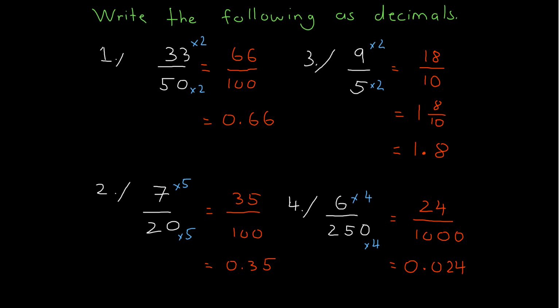Question 4. You had 250 in the bottom, and it's bigger than 100, so we had to go up to a higher number, so I times it by 4 to get to 1,000. So I've also got to times this 6 by 4, and I get 24 over 1,000 when I times the top and bottom by 4, and that's 0.024. Notice the 1, 2, 3 zeros on the denominator of the fraction, and the 1, 2, 3 digits after the decimal point. Okay, let's do our next question.